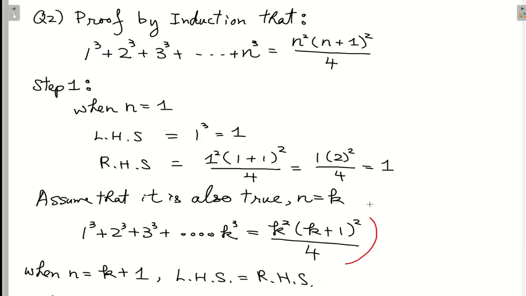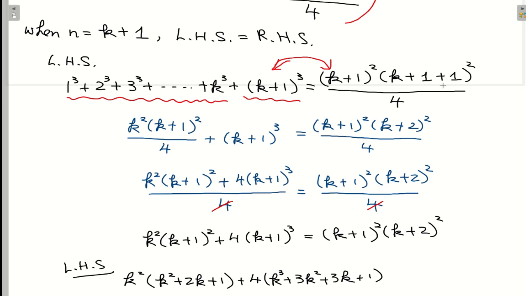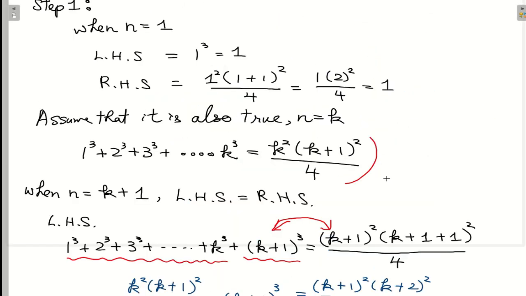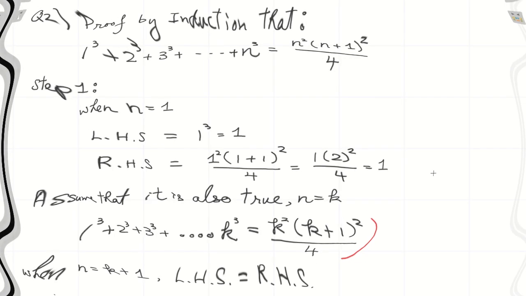Let me summarize here. Step 1, let n equal 1. We got that it is true. And assume that it is true when n equals k. This is the assumption. And then when n equals k, the left-hand side and the right-hand side, you get an equation. And we want to prove that the left-hand side is equal to the right-hand side. And finally, we have proved. Okay, that's enough for proof by induction. And in the next example, I will show you how to prove by contradiction.